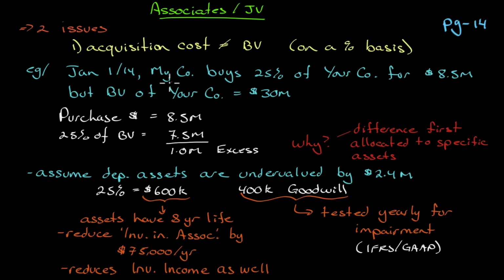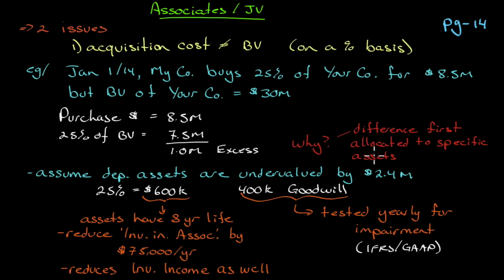January 1st, 2014, my company buys 25% of your company for $8.5 million, but the book value of your company is $30 million. So I paid $8.5 million, I got 25%, but 25% of your book value, you got $30 million, 25% is only $7.5 million, there's $1 million excess. So the question we have to ask when we have excess is, well, why is there excess?